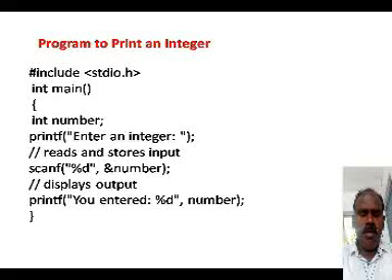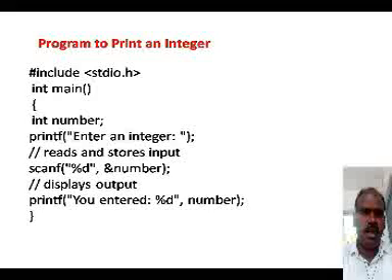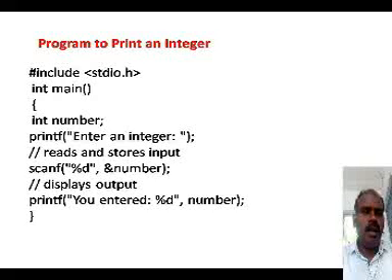The main program will execute inside the set brackets. First of all, we have to declare what type of data we are using. Here in this program, we have to print an integer, so int data type. It describes the integer data type, and number is a variable. We can give any name for variables. Here we use number for the variable. Int indicates integer data type. Number stores the integer data.